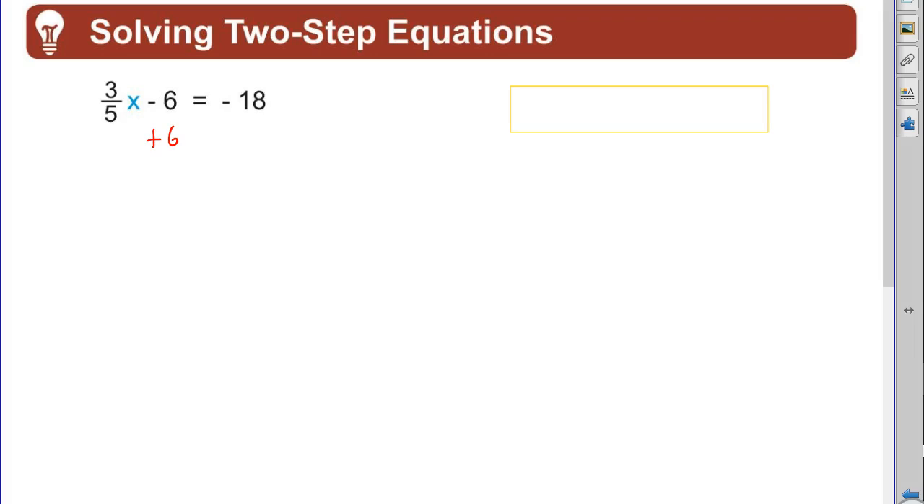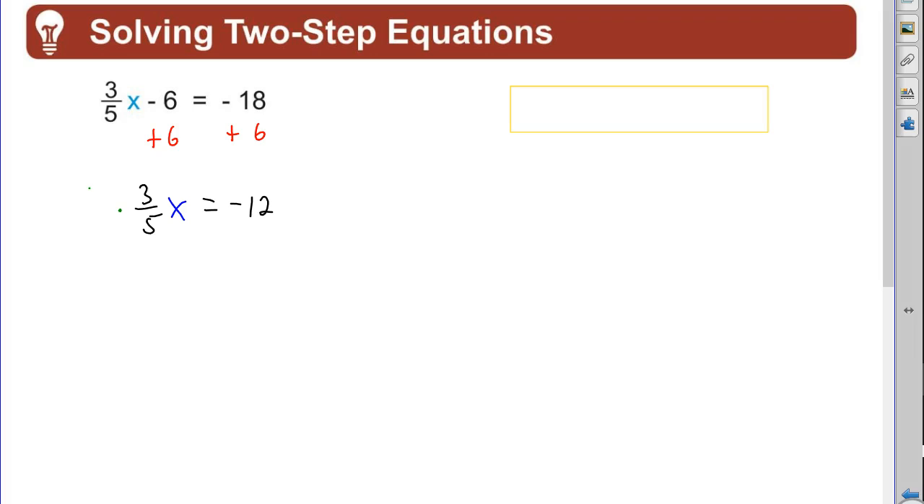So I'm going to add a +6 to the left side of the equation and +6 to the right. That's going to allow me to move that -6. Okay, so the left now has the 3/5 still, the x, and it equals now 18 negatives, 6 positives, leaves me 12 negatives.